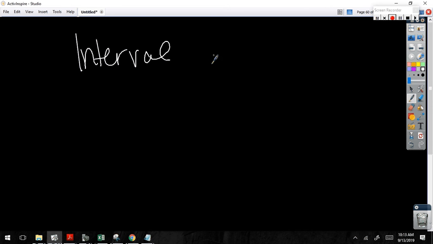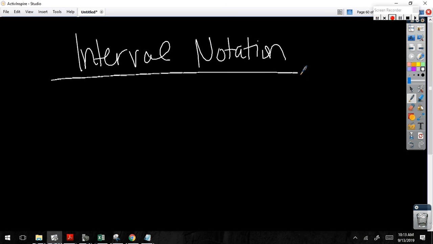So from this point forward, every graph that you have, you will do domain and range on, and domain and range will be done in interval notation. Yay! It's so much easier than inequalities. It is so much easier, so much better.